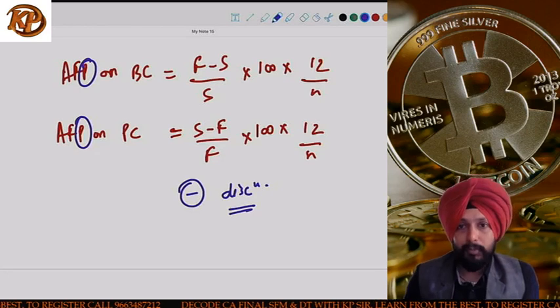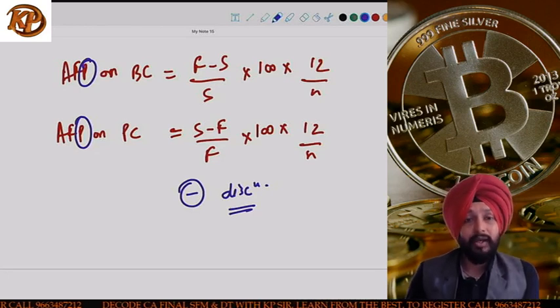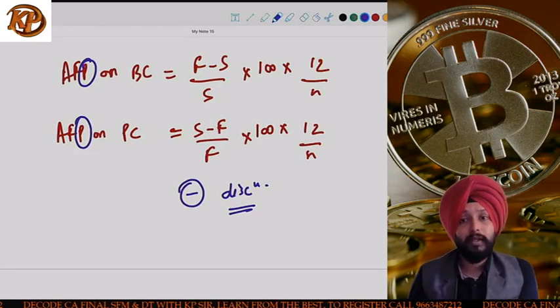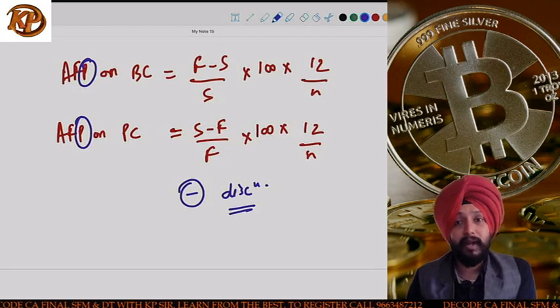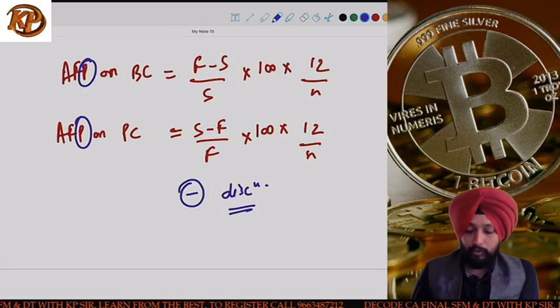We always solve for premium, but if the answer comes in negative, then it means that the currency is at discount. Guys, I hope you remember this, that if one currency is at a premium, it automatically means the other currency will be at a discount. If one currency is at a premium, the other currency is at a discount.